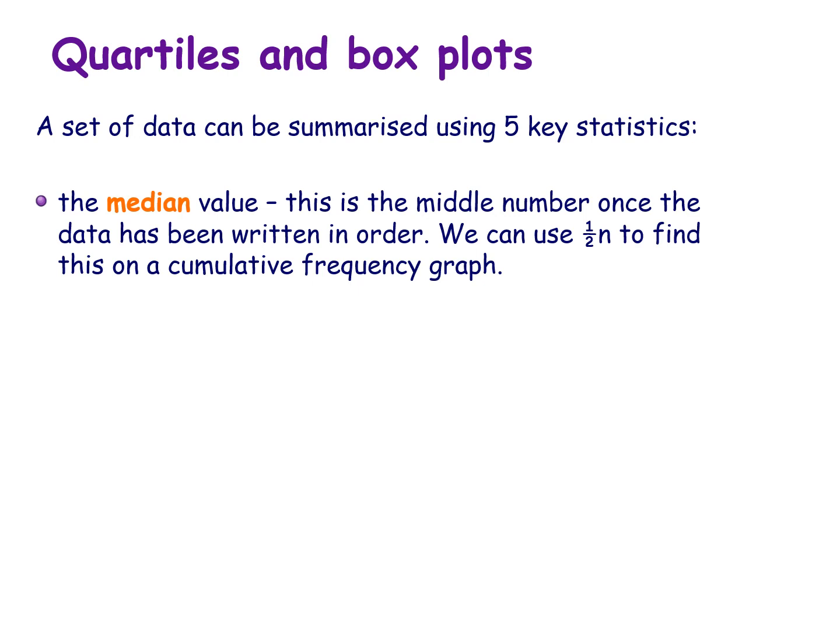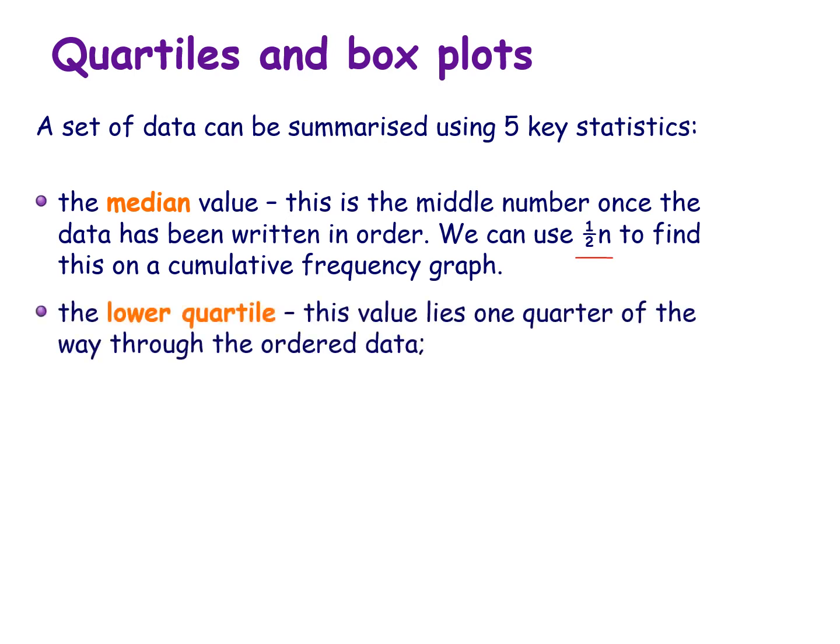So the median is the middle number, and what we do is we use our cumulative frequency graph and we go half n. N is the number of data items. So in our time to hold your breath, we had 100 data items, so we read across and down at 50. So median is the first key statistic.